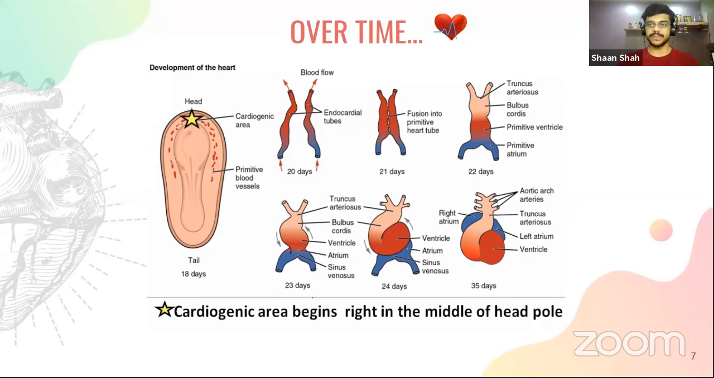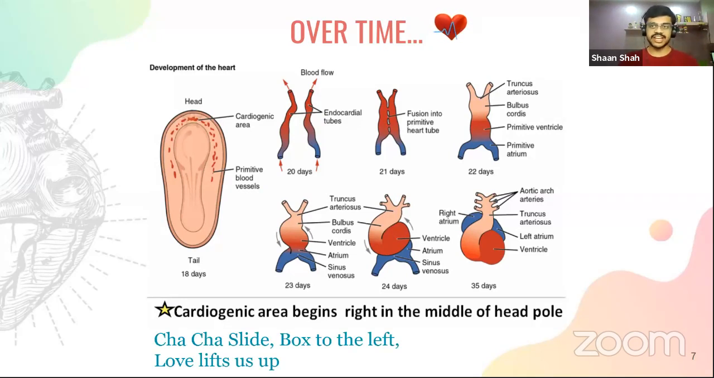At day 23, as we know by now, there is a process of cardiac looping. So there is a nice mnemonic to remember the cardiac looping. It goes cha-cha slide, box to the left, and love lifts us up. So the bulbus cordis, cha-cha slide, it will move anteriorly, inferiorly, and to the right. Box to the left, the primitive ventricle will move towards the left, and the sinus venosus and primitive atrium will move posteriorly and superiorly. So cha-cha slide, box to the left, and love lifts us up.